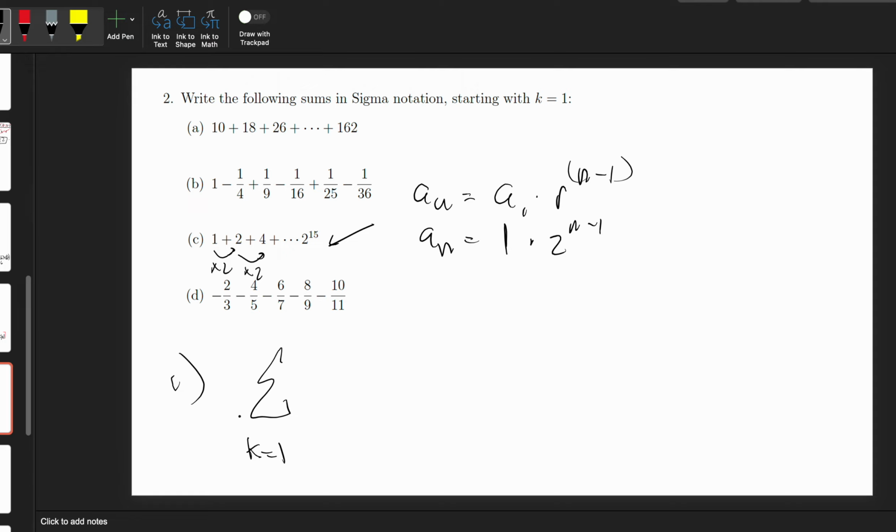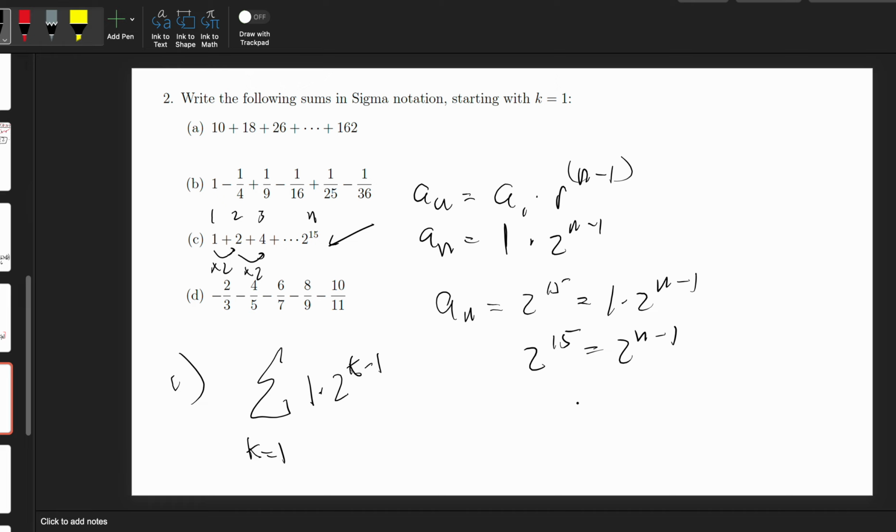Okay? So I can't just leave it like that. I can't just say this is the sum from k equals 1 of 1 times 2 to the k minus 1, because I need to know the upper limit. Well, what's the last term going to be? This is the first term. This is the second term. This is the third term. This is the nth term. But I want to know what the last term is going to be. So I'm going to say, okay, a sub n, that's 2 to the 15, equals 1 times 2 to the n minus 1. So 2 to the 15 equals 2 to the n minus 1. That tells me 15 equals n minus 1. So n is equal to 16.